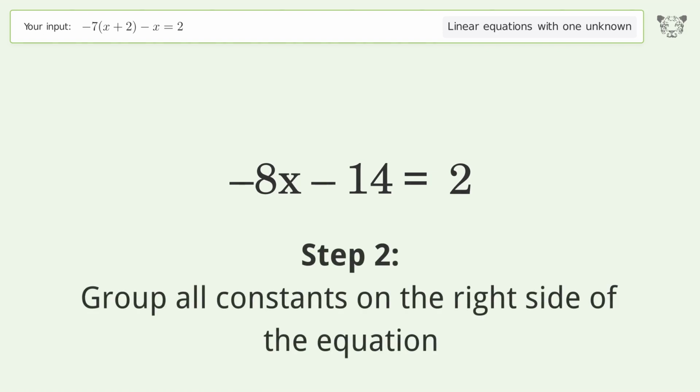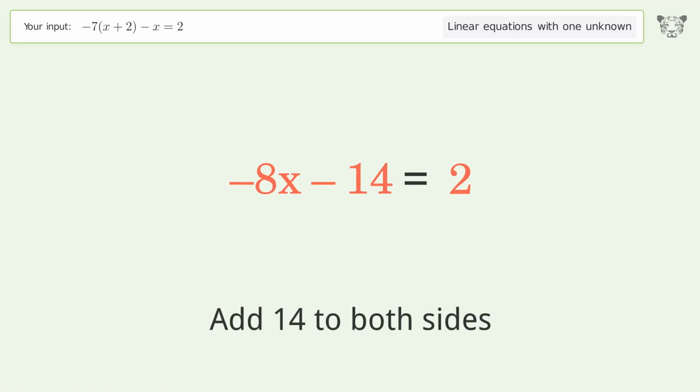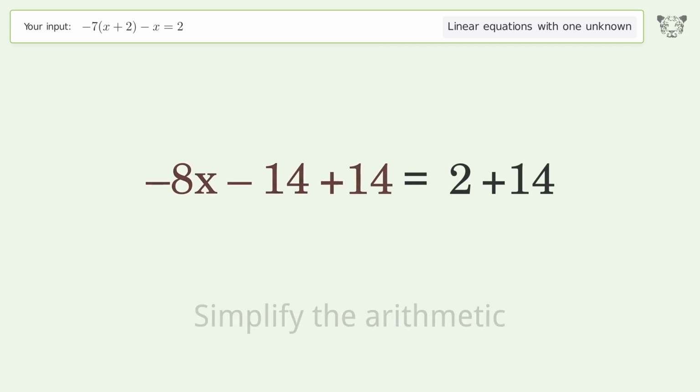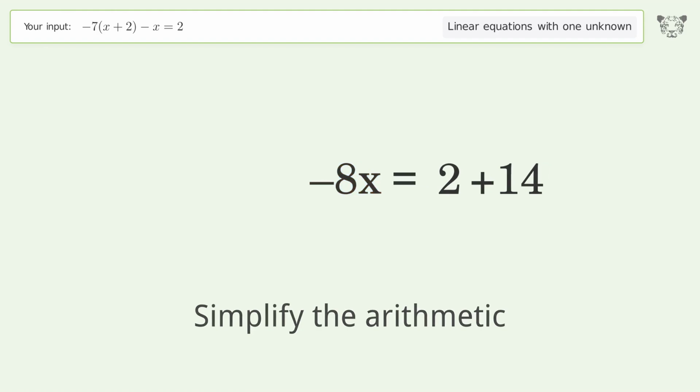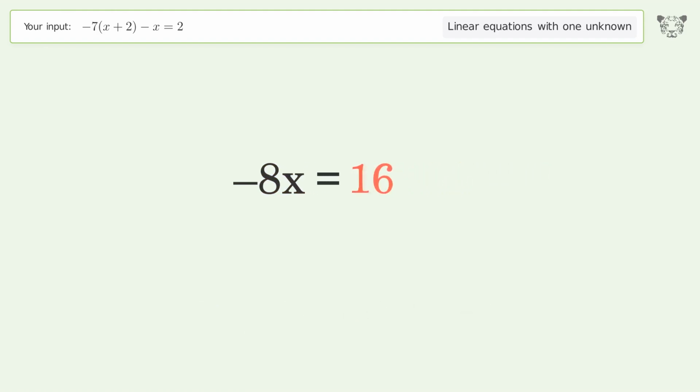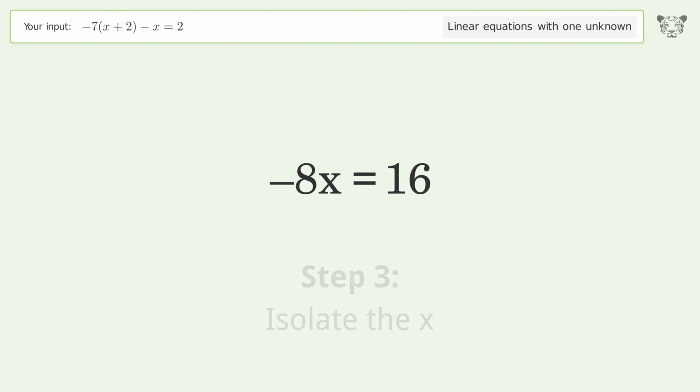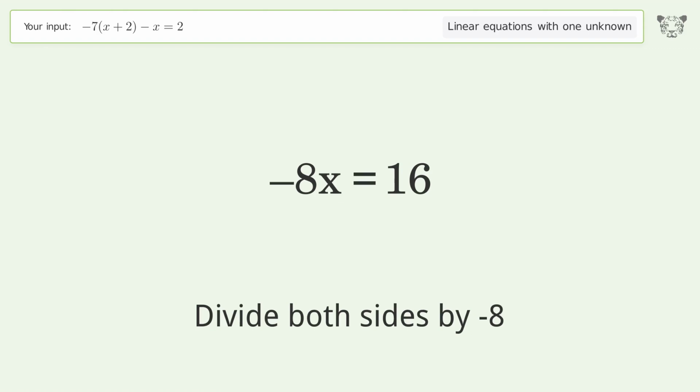Group all constants on the right side of the equation. Add 14 to both sides. Simplify the arithmetic. Isolate the x. Divide both sides by -8.